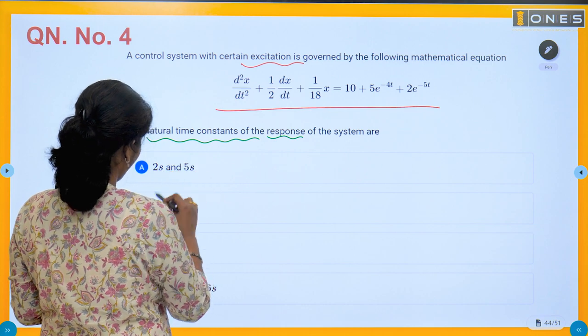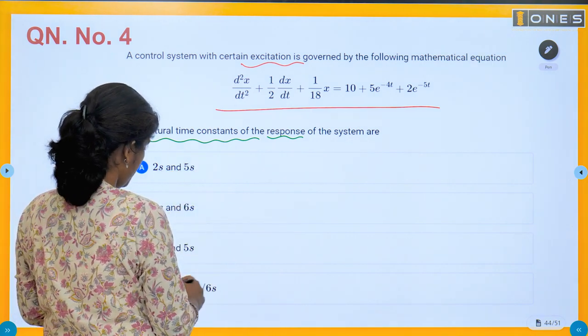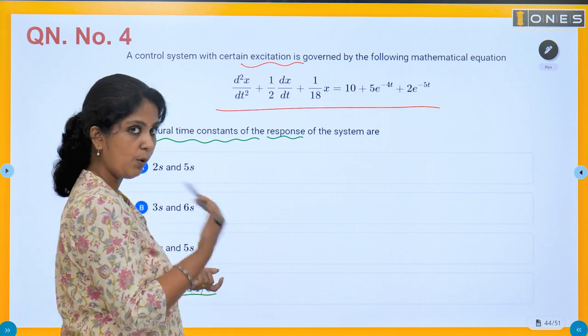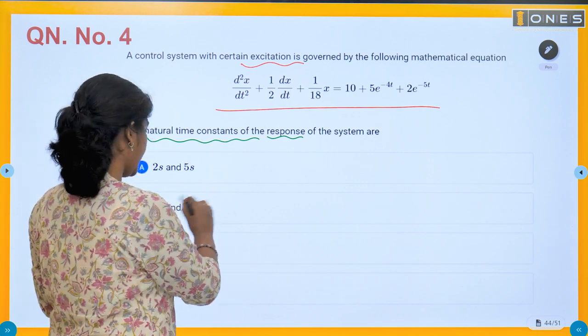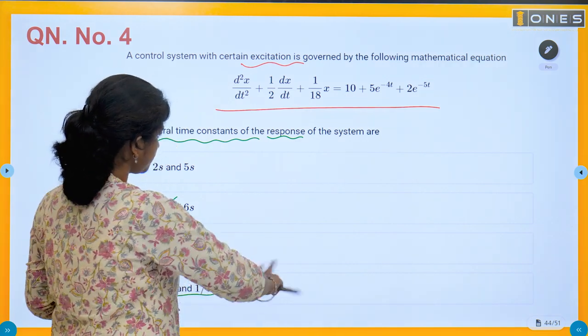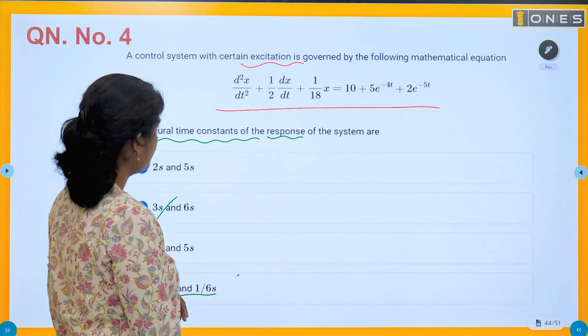Okay, let's look at the options. 2 seconds, 5 seconds; 3 seconds, 6 seconds; 4 seconds, 5 seconds; 1 by 3 seconds and 1 by 6. Do not write 1 by 3, 1 by 6. It has to be converted to the 1 plus s tau 1 form. So it will be 3 seconds and 6 seconds. Okay, yes. So option B is the right answer. 3 seconds and 6 seconds.